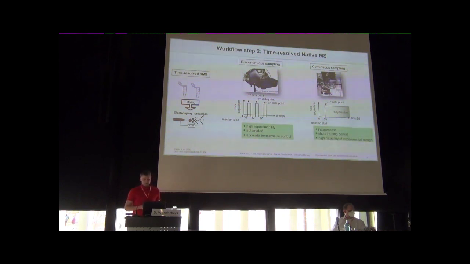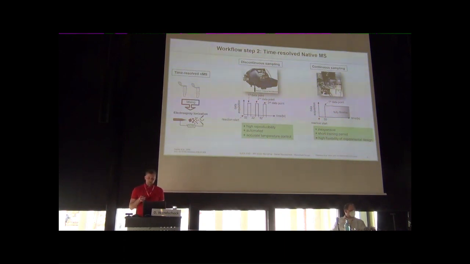So to sum this up, the different strategies have different advantages. The robot has a higher reproducibility, it's automated, and the temperature control is even more accurate. The continuous sampling, the way I'm doing it, is inexpensive, you need a short training period, and you have a higher flexibility of the experimental design. The disadvantage is that the robot is costly and requires a longer training period, and the continuous sampling is less reproducible, and you may have potential pH effects, since one needle is for about 20 or 30 minutes in front of the source and under a high potential, right?